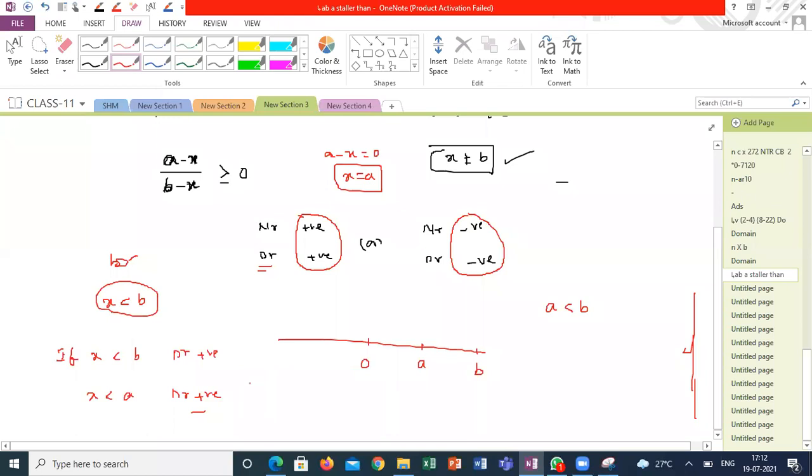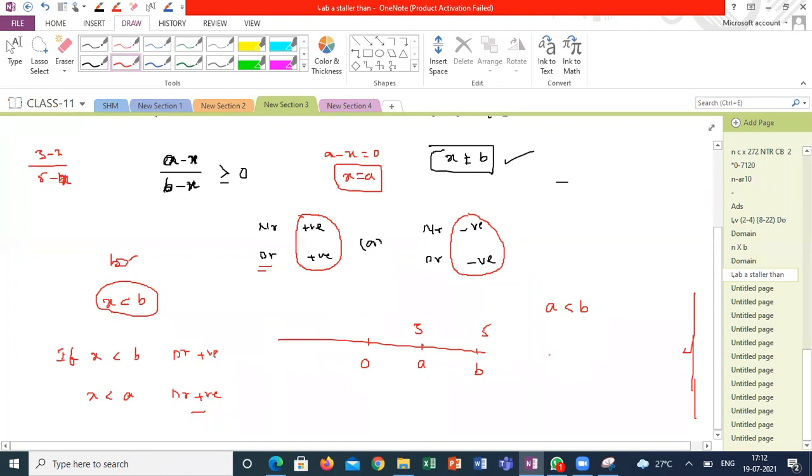Guys, please, what values do I have to take to get both the numerator and denominator positive? Suppose I'm taking a is 3, b is 5. So X can be less than A, right? X can be less than A or X can be less than B.